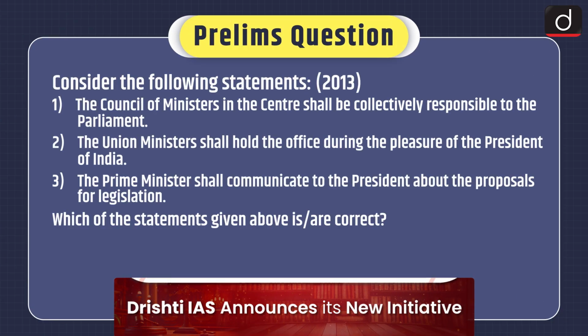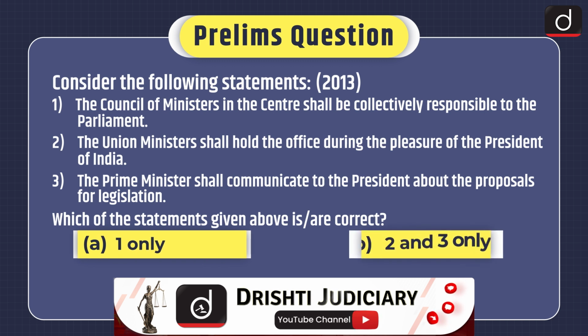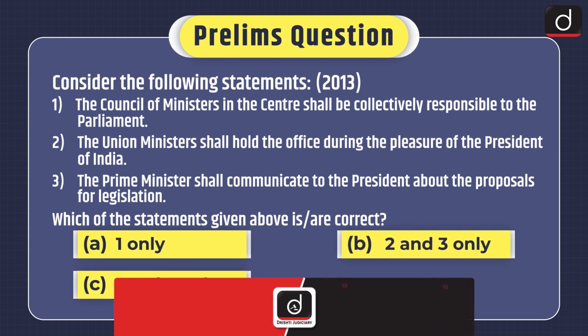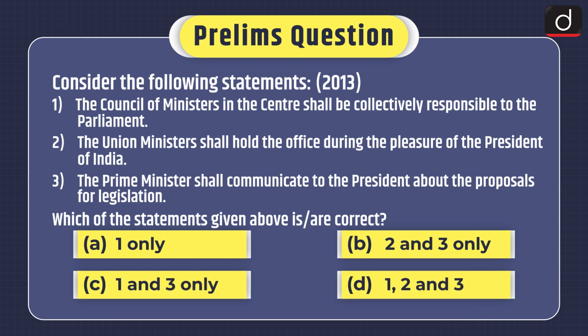Now moving on to practice questions. First of all, a prelims question that was asked in the 2013 exam also. Consider the following statements. 1. The Council of Ministers in the Centre shall be collectively responsible to the Parliament. 2. The Union Ministers shall hold the office during the pleasure of the President of India. 3. The Prime Minister shall communicate to the President about the proposals for legislation. Which of the statements given above is or are correct? 1 only, 2 and 3 only, 1 and 3 only, or 1, 2 and 3? You can send the answer to this question in the comment section.